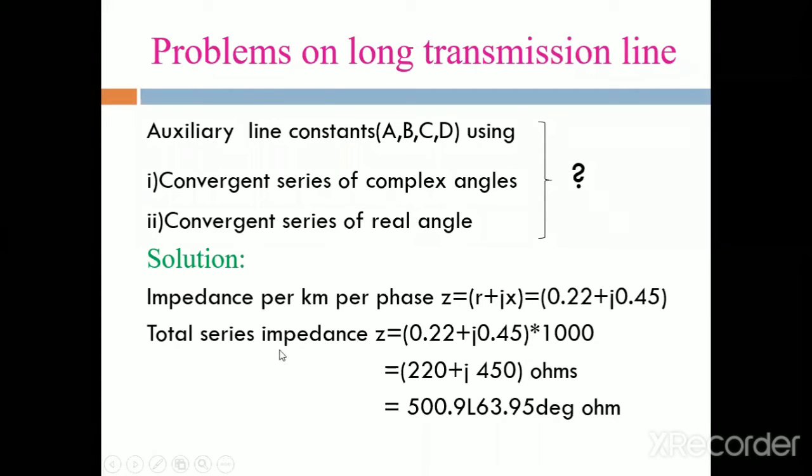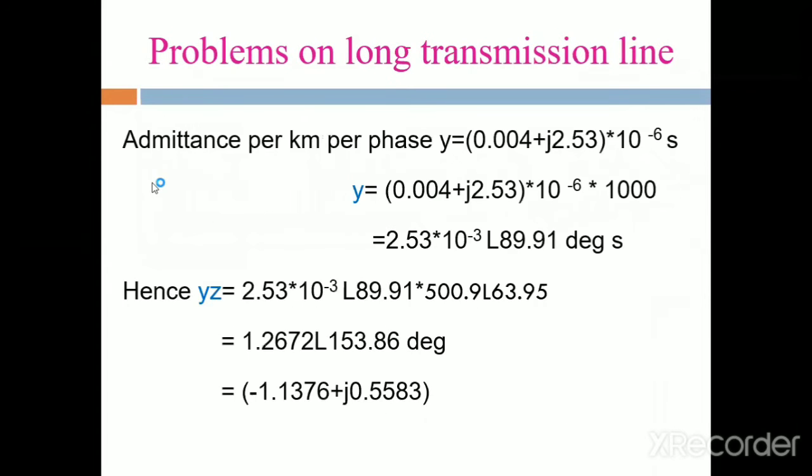After that we calculate the total series impedance. Then Z will be equal to 0.22 plus j0.45 into 1000, and that value is 500.9 at an angle of 63.95 degrees ohms. Okay, this is the total series impedance. After that, we calculate the admittance per kilometer per phase.